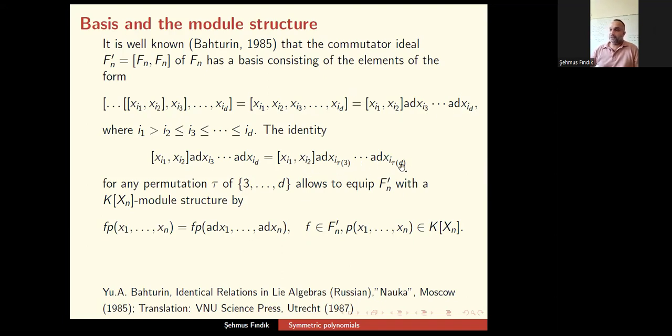then all the elements after the third one are commuting. So you see this commuting structure gives F prime a KXN module structure from the right side. The same thing might be done on the left side too, but there are some minuses. So maybe it's more convenient to use this multiplication from the right side.